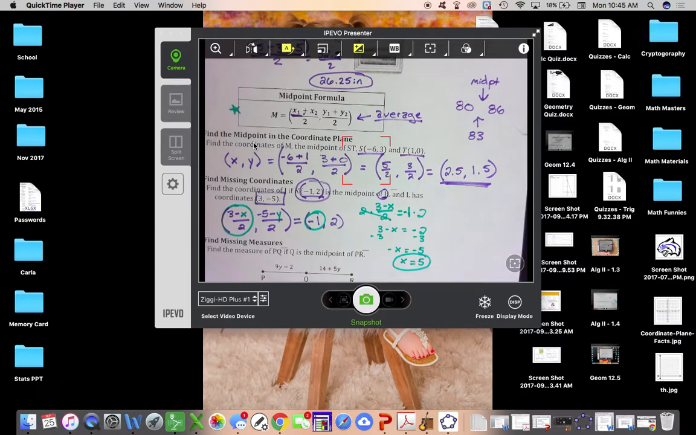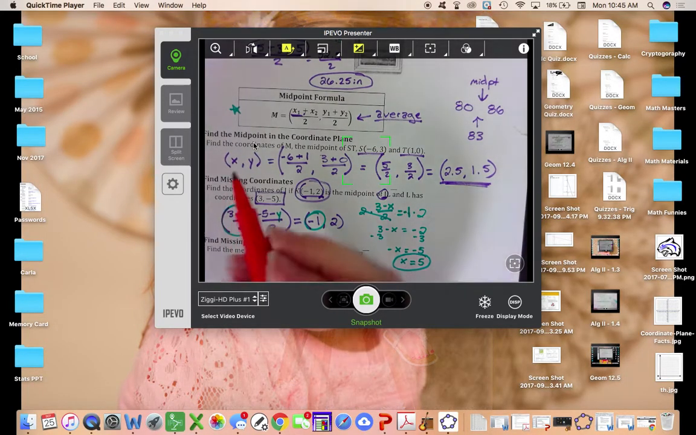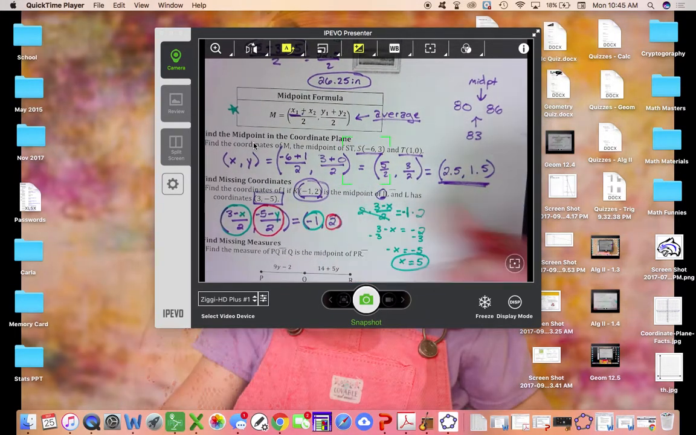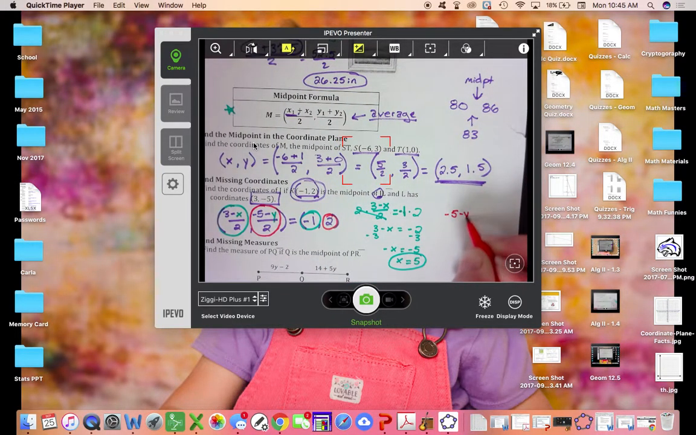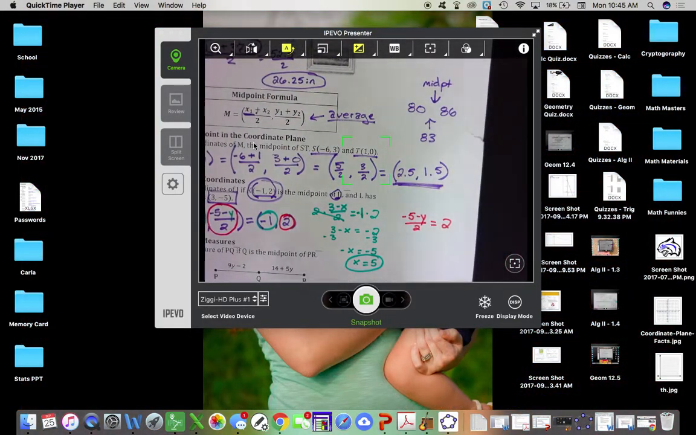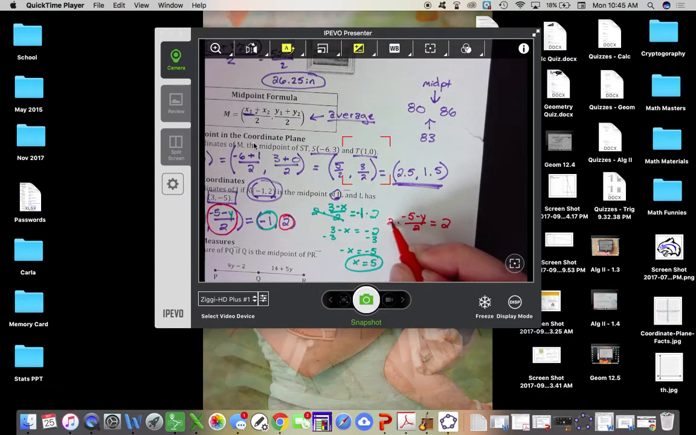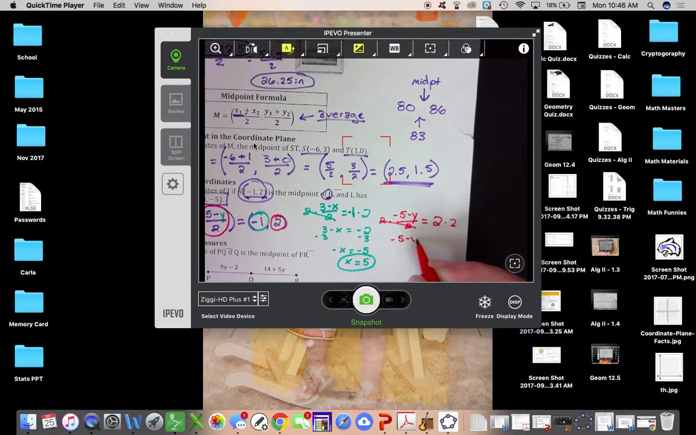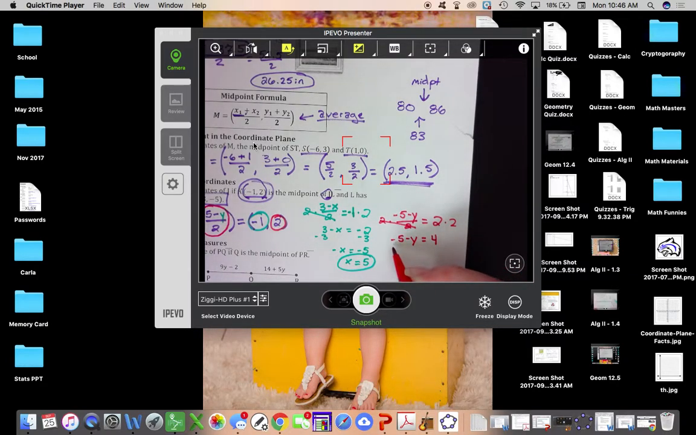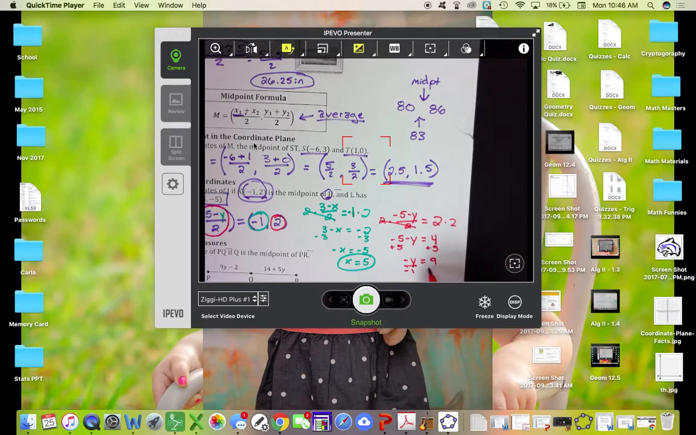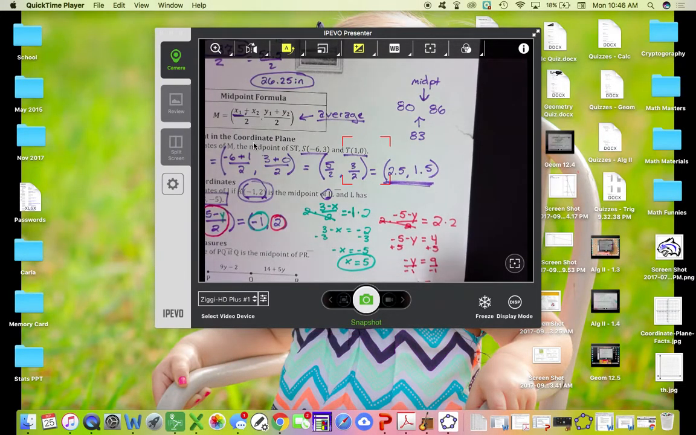Now I'm going to do the same thing with the y coordinate. So (-5 minus y) divided by 2 is equal to 2. Again, I multiply both sides by 2 to get rid of that 2. -5 minus y equals 4. If I add 5 to both sides, I get -y equals 9. Dividing by -1, y equals -9.